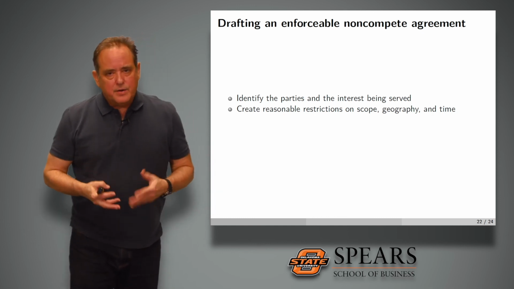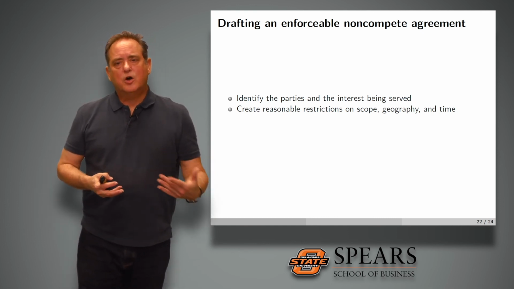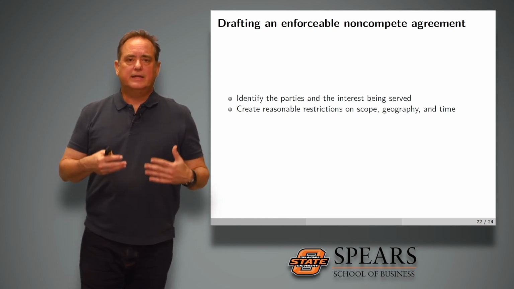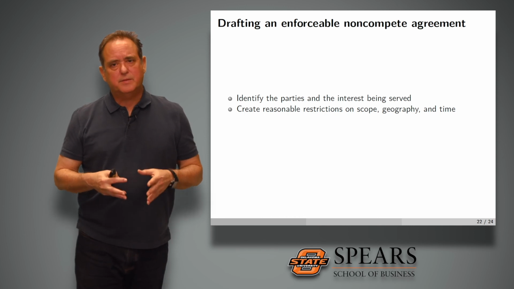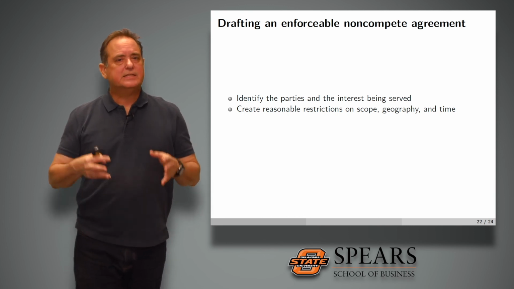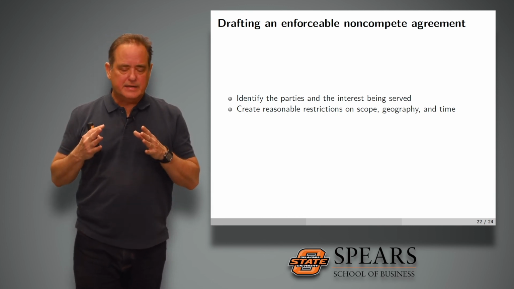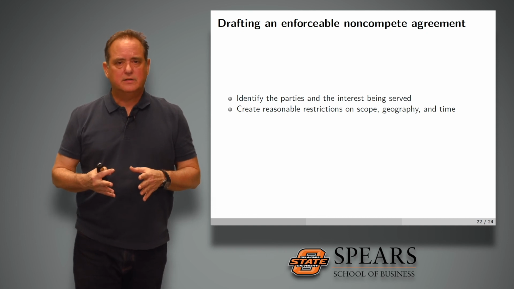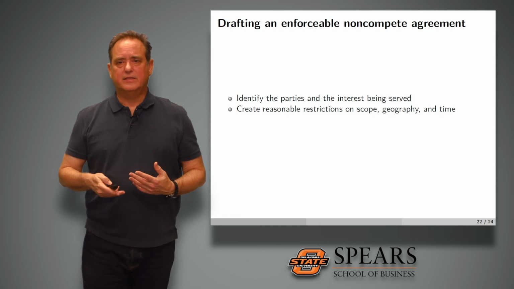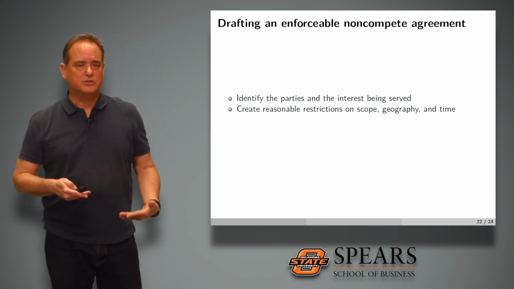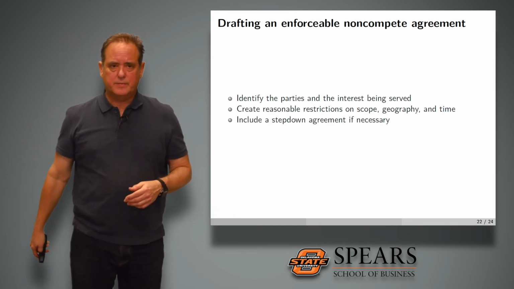You will then create reasonable restrictions on scope, geography, and time. And I explained all of those ideas. It has to be the context of the job, the position. Reasonableness is not something that we can define one way or the other. It's one of those things that you'll know it when you see it kind of thing. But you'll have to put in those 3 restrictions on your non-competition agreement.